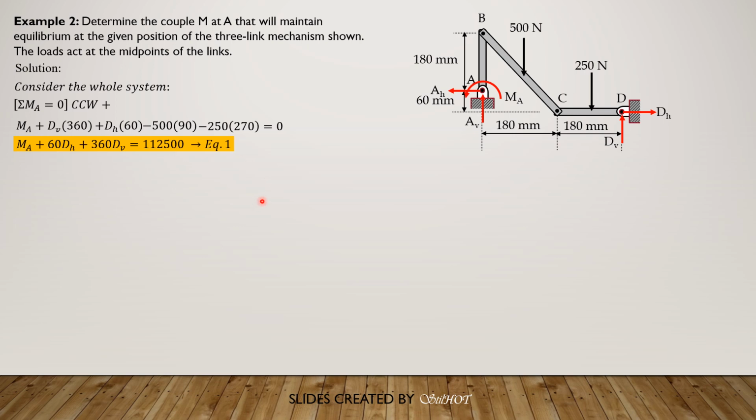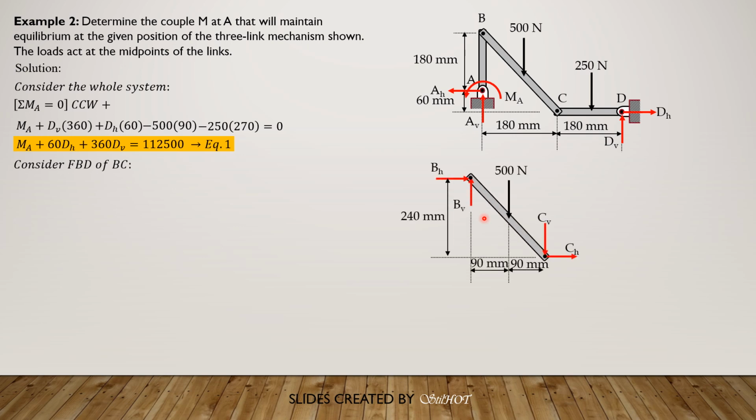Call that equation 1. And let's consider member BC. Let's draw the free body diagram. And let's sum up moments about B. So let's assume these are the direction of the component reactions at C. So summation moment about B equals 0, clockwise as positive. Since CH is counterclockwise, so negative CH times 240 plus CV times 180, then plus 500 times 90 equals 0. So simplifying, 240 CH minus 180 CV equals 45,000, equation 2.